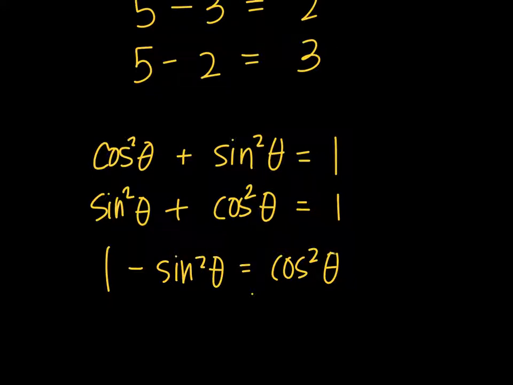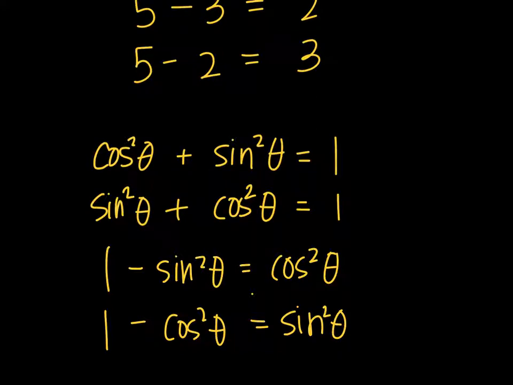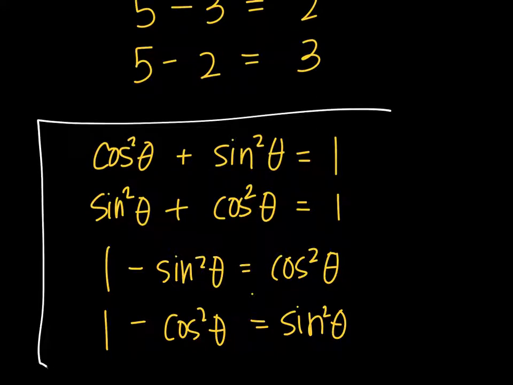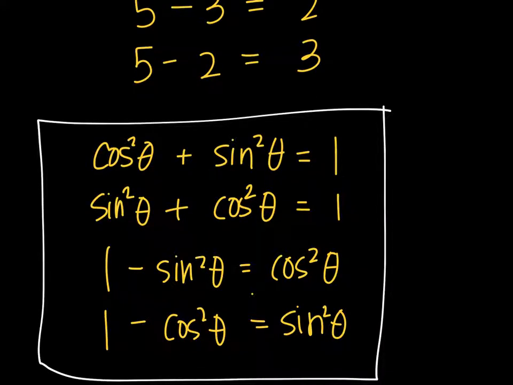What's the final one that we haven't done? 1 minus cos squared equals sine squared. These four you need to memorize, or at least memorize the first one and then be able to switch them around and know what the other ones are. These are called the main big Pythagorean identities. In various orders, as long as they have the squares, it's a true statement.